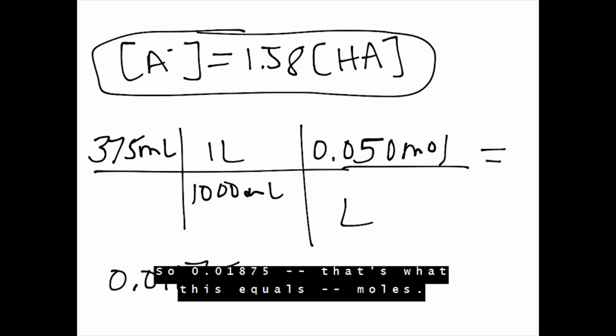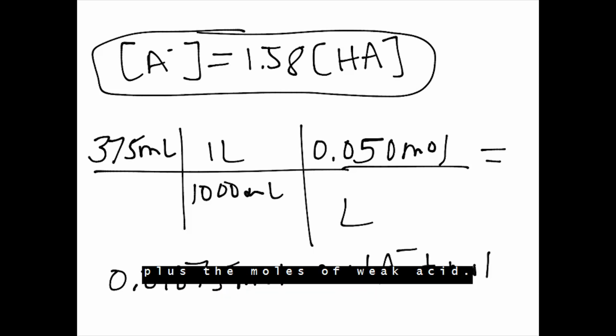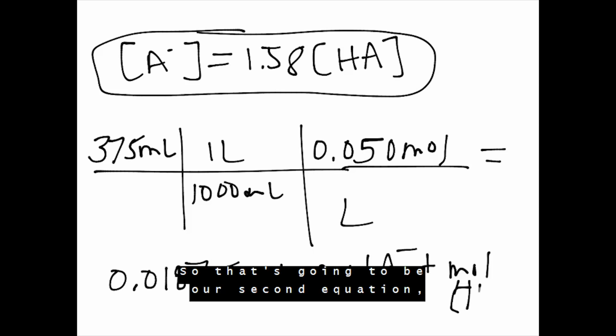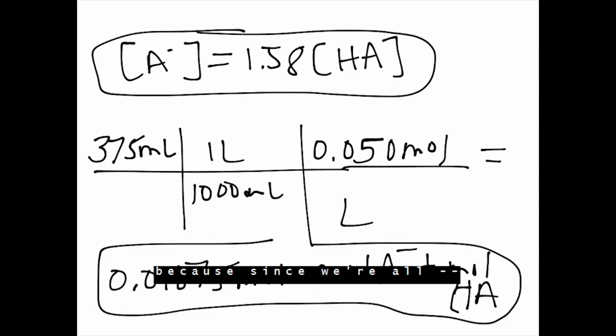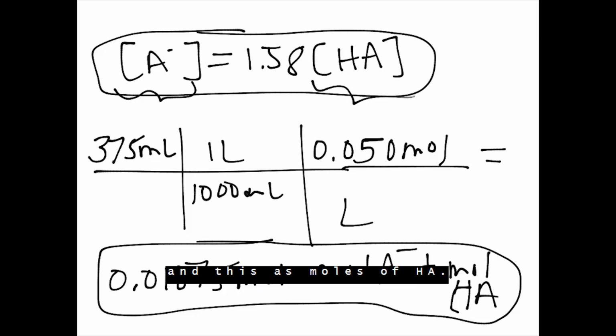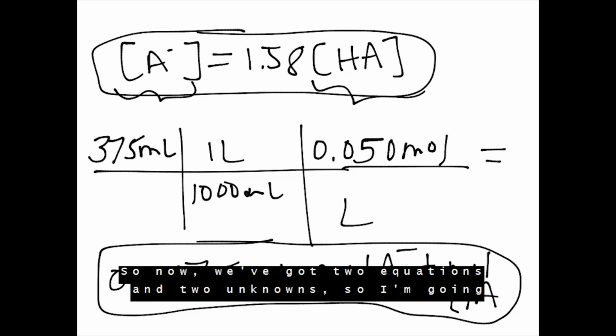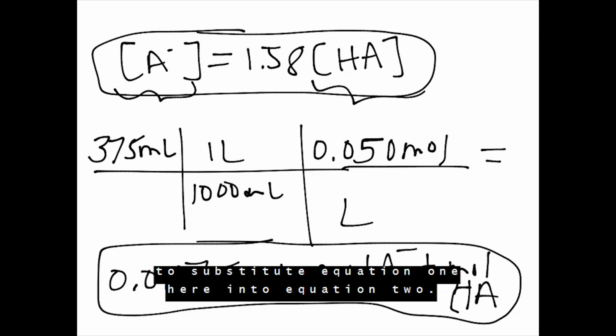0.01875, that's what this equals, moles. So that will be the moles of conjugate base plus the moles of weak acid. So that's going to be our second equation, because since the weak acid and the conjugate base are in the same volume, and they're in the same beaker, we can just treat this as moles of A minus and this as moles of HA, because we could just divide out by whatever volume they're in.